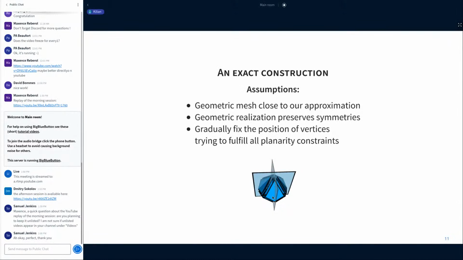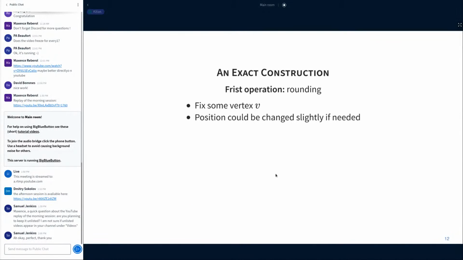And we also know that our mesh is already close to a geometric realization. So we know that most of the vertices in our final mesh are going to be very close to the ones that we have already. So the first thing we are going to do is take some vertex V on our approximate mesh, and we decide to fix its position.